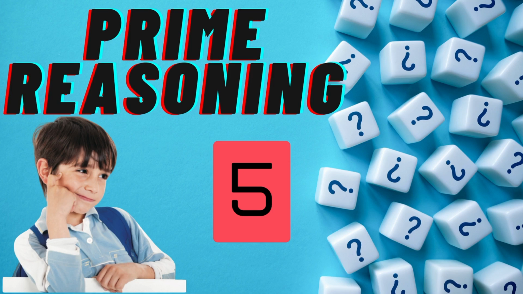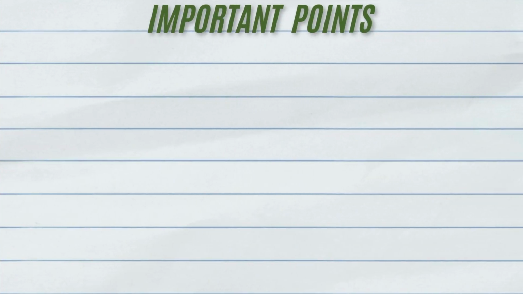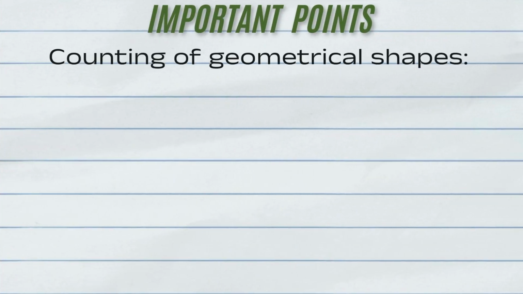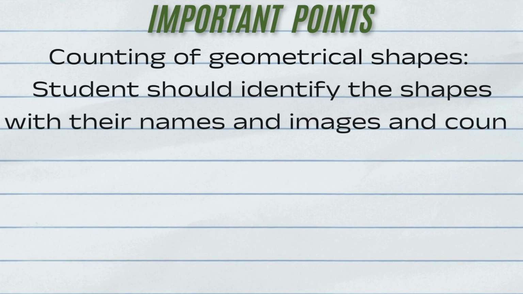Prime Reasoning and Mental Ability 5. Chapter 2. Geometrical Shapes. Important points. Counting of geometrical shapes. Students should identify the shapes with their names and images and count the figure.